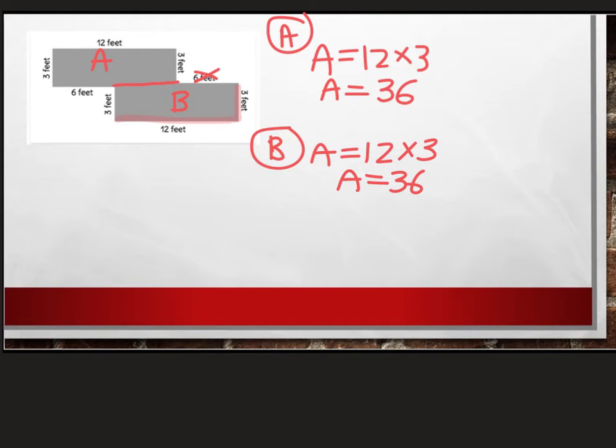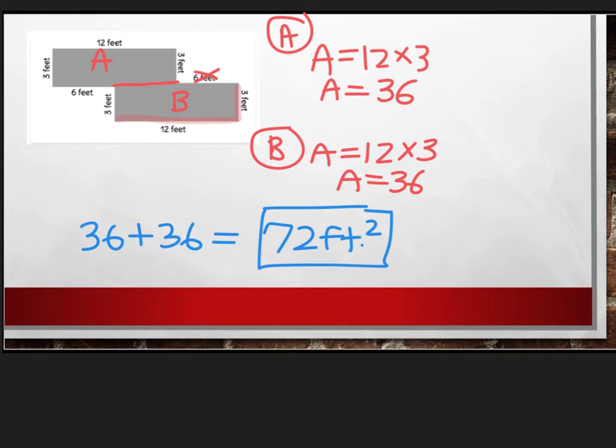All right, we found the area of all of our shapes, so now we just need to add them together. 36 plus 36 gives me a total area of 72. Don't forget your units, we need our feet squared on this, and we're done.